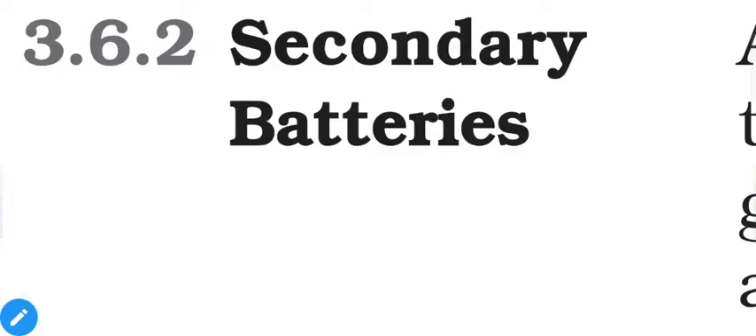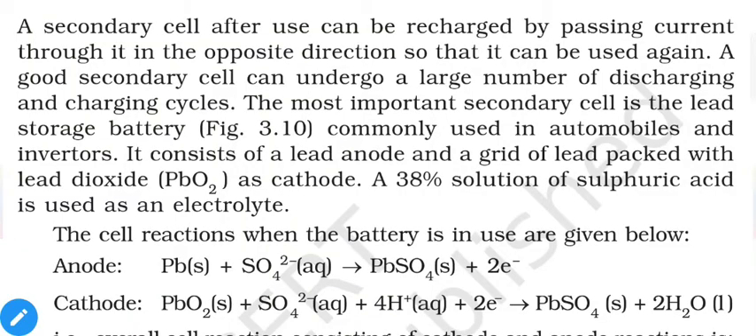Then we have secondary batteries, which are rechargeable and more complex than primary cells. A secondary cell after use can be recharged by passing current through it in the opposite direction so that it can be used again. That means by passing electrical current in the opposite direction, we are reversing the reaction, and because of the reversal of the reaction, we are charging the battery. A good secondary cell can undergo a large number of discharging and charging cycles.